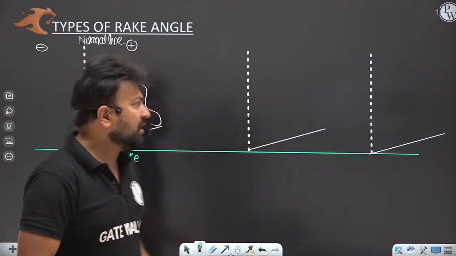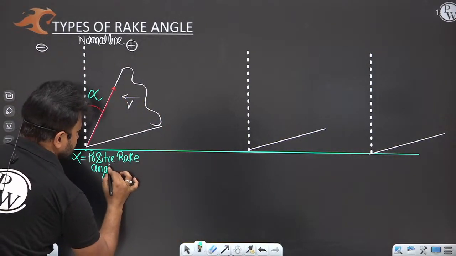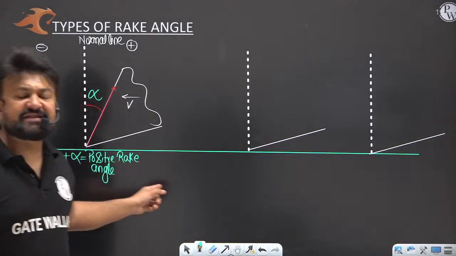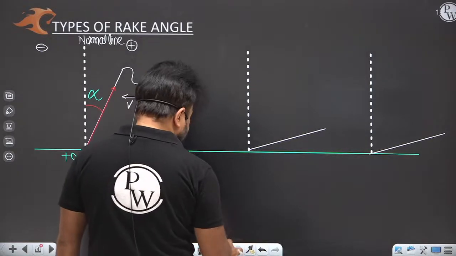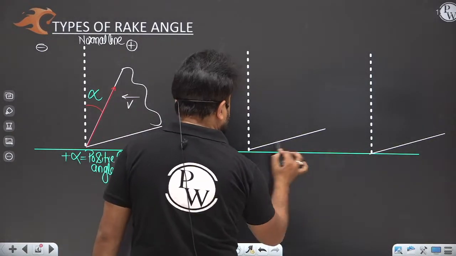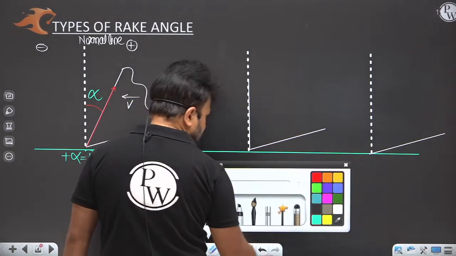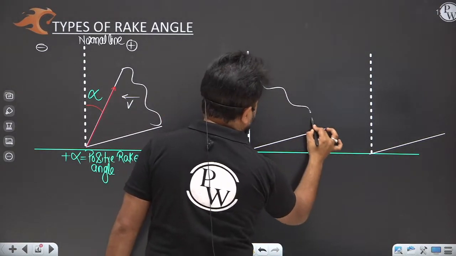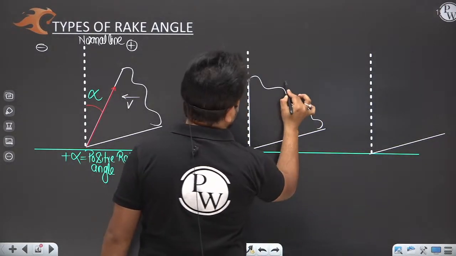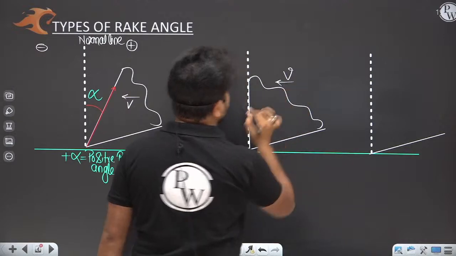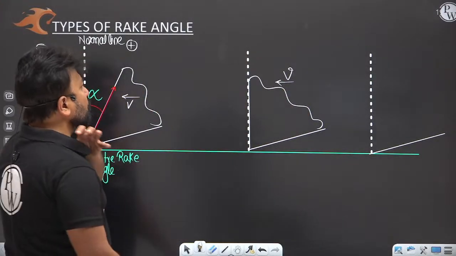Is that clear? Now, this is the positive rake angle, my dear. Let me know, is that point clear? Now, my dear, let's say the tool rake surface. This is your tool again, and the tool is moving from this side with a cutting velocity v.